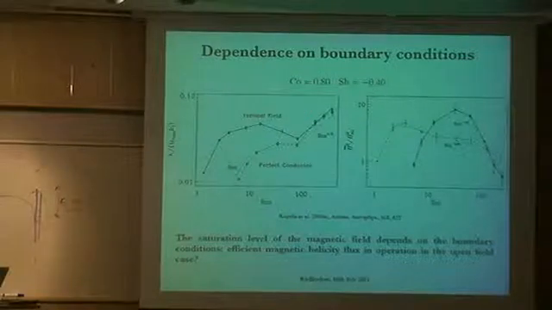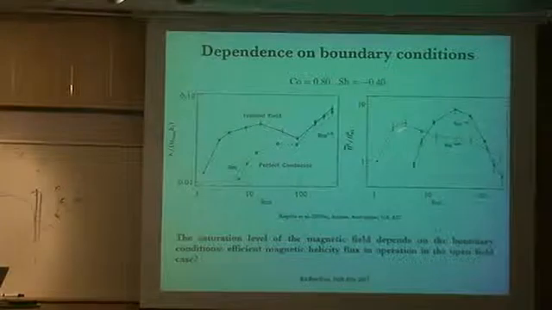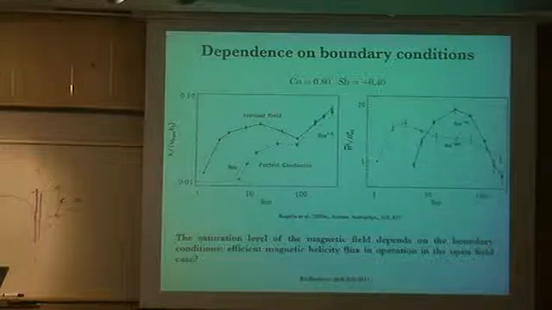And what we also then study is the final saturation strength of the mean field in these runs. And we see that for the vertical field, it doesn't vary too much, but it shows a weak decreasing trend as a function of the Reynolds number. Whereas for the perfect conductor, which doesn't allow helicity flux, there's a maximum and then a very steep decrease. But of course, our Reynolds numbers here are still fairly modest.